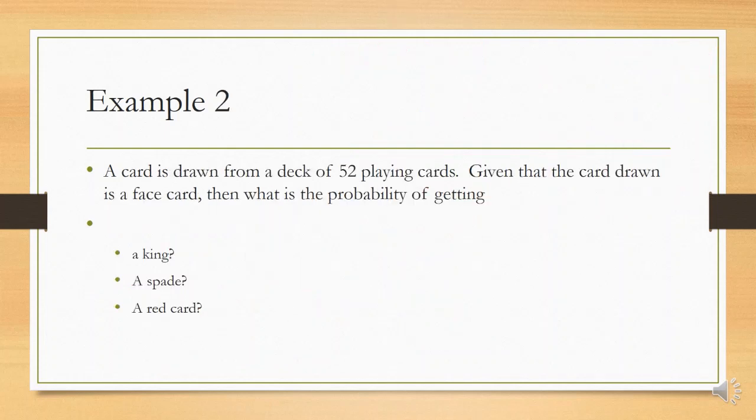So, the tip in our conditional probability problems is that there is an event that happened first, and you are looking for the second event. Looking at example number 2, a card is drawn from a deck of 52 playing cards. Given that the card drawn is a face card, meaning, the card we drew turned out to be a face card, then, what is the probability of getting a king? So, we are getting a second probability given that the first has already happened.